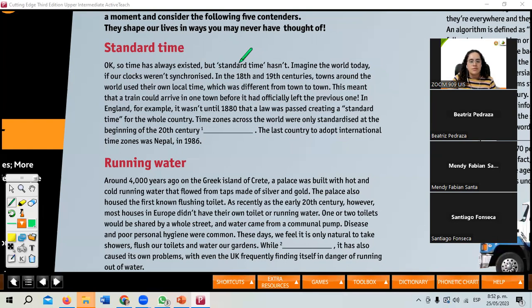It was invented in the 18th and 19th centuries. No, in this case it is 1880. Exactly in 1880, the standard time was created for England, okay? So it was on this date. Nos dice, en el siglo XVIII y XIX, las ciudades tenían cada una su hora local. Y la hora estándar se creó en 1880 en Inglaterra. Okay, and what is the problem that this solved?